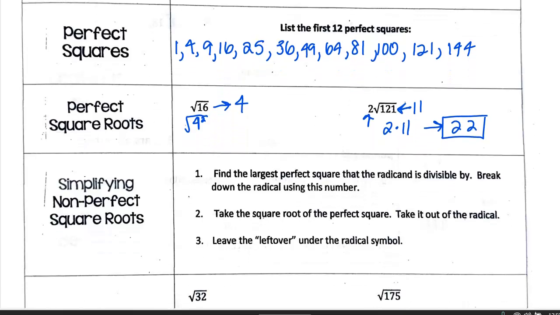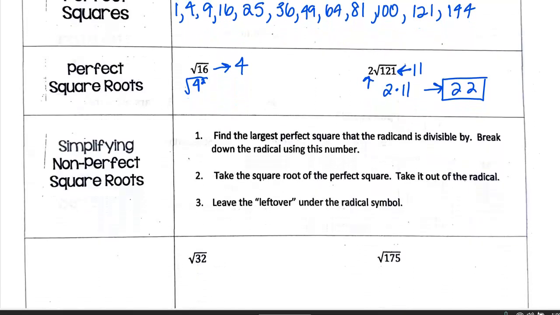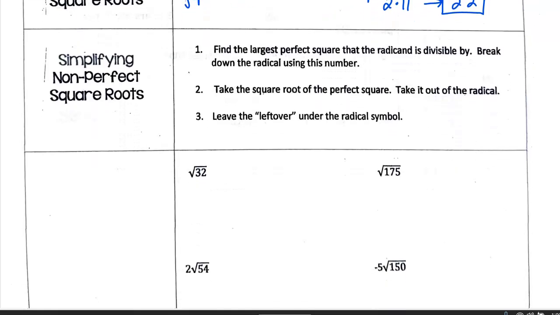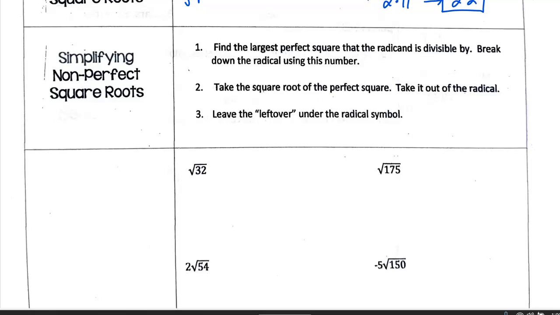All right, well, what if they're not perfect? Both of our examples were perfect square roots, easy things. What if they're not? The first step is to find the largest perfect square that the radicand is divisible by. So you're going to break down the radical into the largest perfect square and something that's not a perfect square. Step 2 is take the square root of the perfect square and take it out of the radical. Step 3 is leave the leftover under the radical symbol.